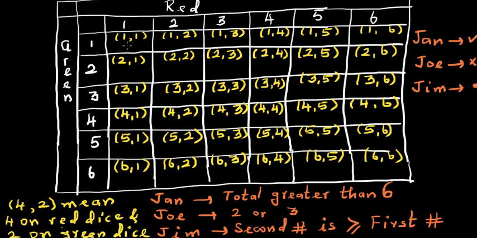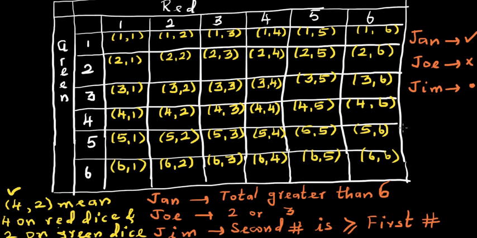So here, 1, 1, I have defined this. Can you see this? This 4, 2 means 4 on the red die. The first number defines the red die, so 4, 2 means you got 4 on the red die and 2 on the green die. So this is what these numbers mean.